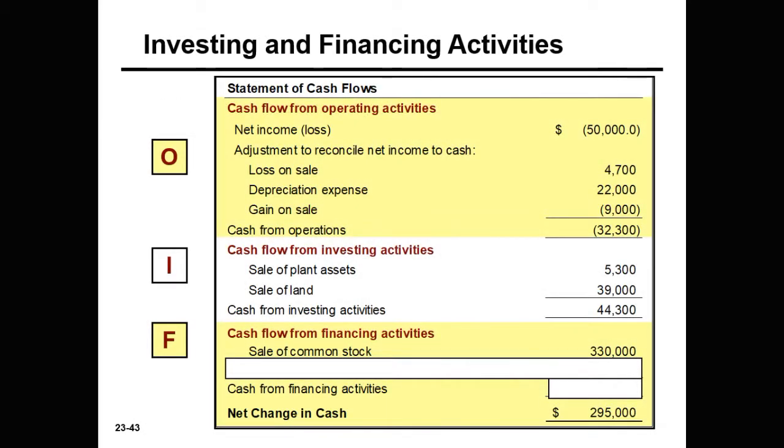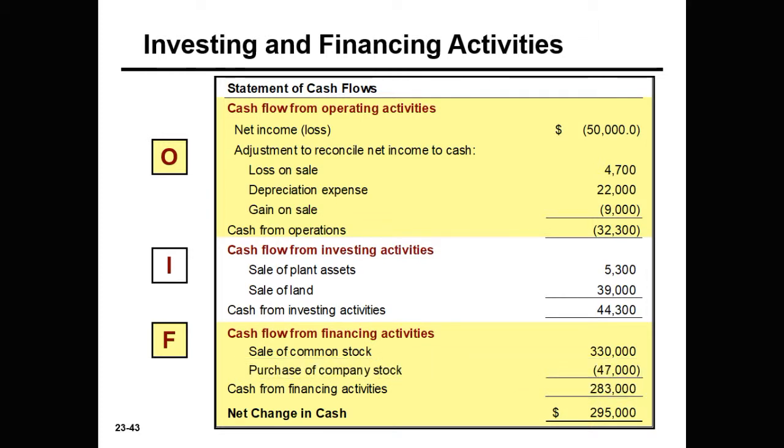During the year, treasury stock costing $47,000 was purchased. So the repurchase of treasury stock is a cash outflow in the amount of $47,000 related to financing activities. Total net change in cash is a positive $295,000. $283,000 of which is from financing activities. $44,300 was provided by investing activities, and there was a consumption of cash or a use of cash at $32,300 for operations.